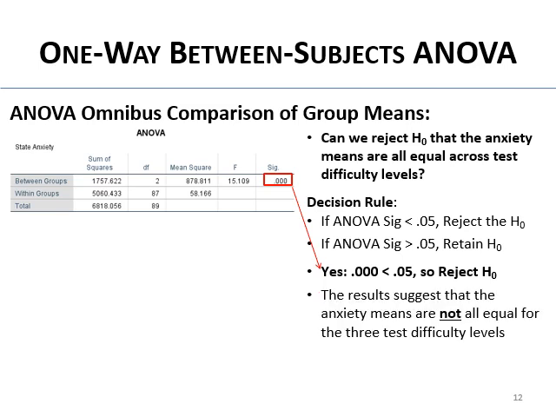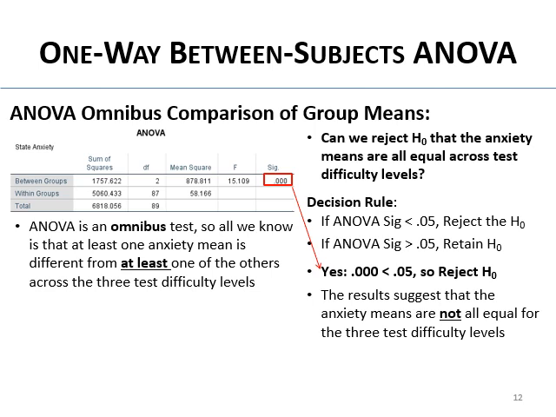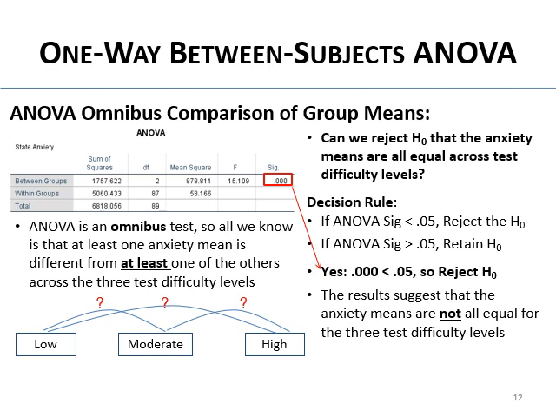So what's that mean? It tells us that the anxiety means are not all equal for the three test difficulty levels. So there's at least one difference. ANOVA, again, is an omnibus test. So all we know when we reject this omnibus null hypothesis is that at least one anxiety mean is different from at least one of the others across the three test difficulty levels. So it could be they all differ, but at least one does. That's all we know at this point. So is it low to moderate, moderate to high, low to high, all from each other? We don't know.